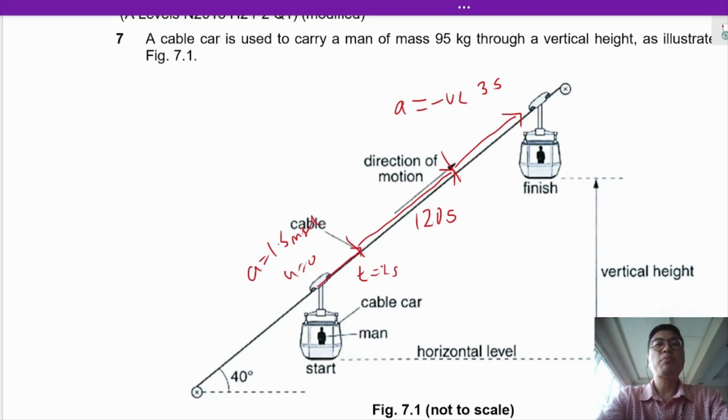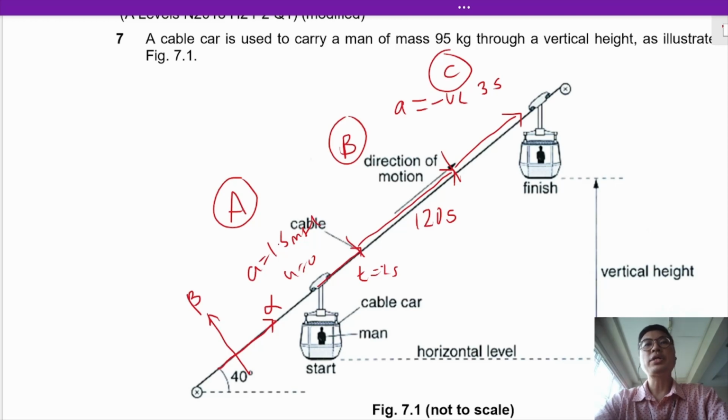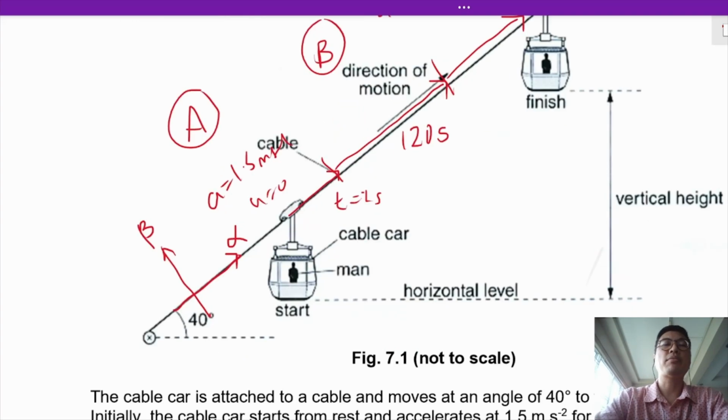Calculate the vertical height moved by the cable car for the entire duration. So we have segment A, segment B, and segment C. Now, in order to make this question easier for us, we're going to define 2 new axes, alpha and beta, which are along the cable track. That way we don't have to worry about vertical and horizontal height for now.